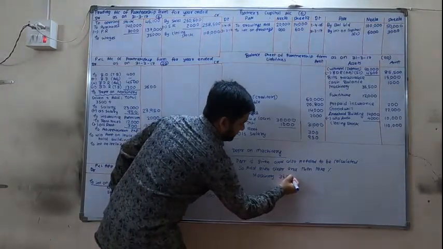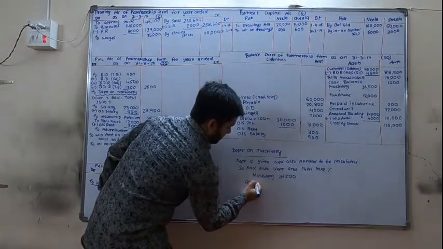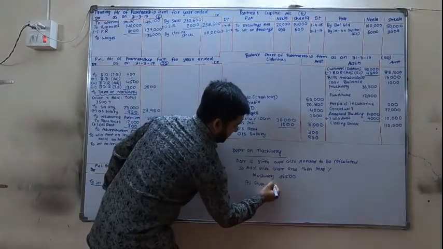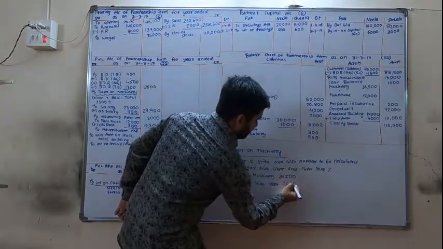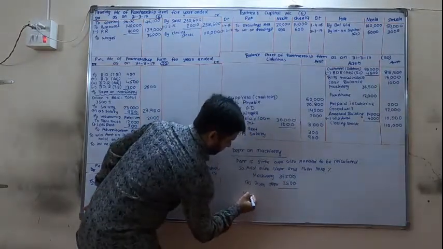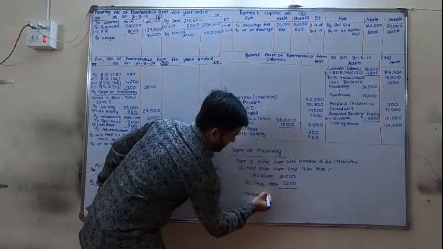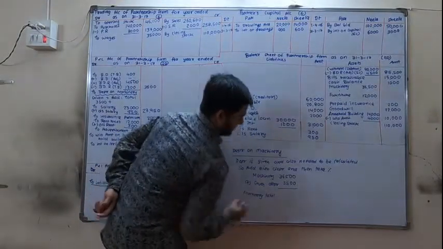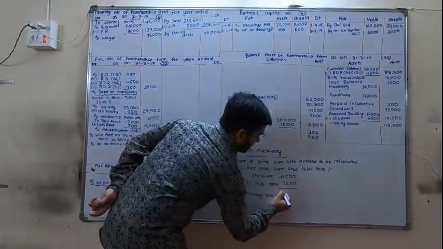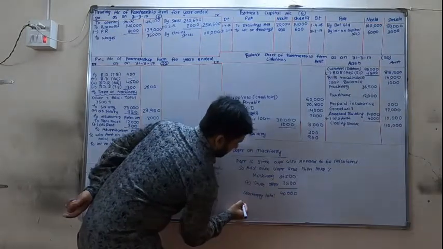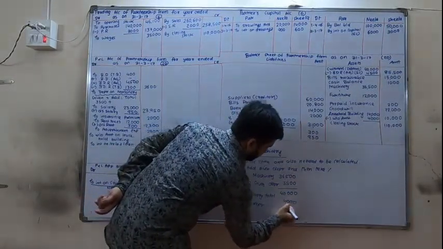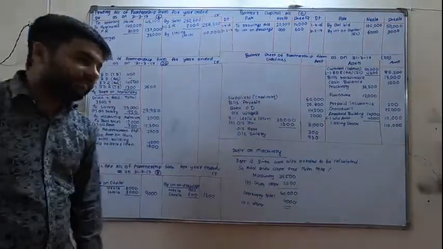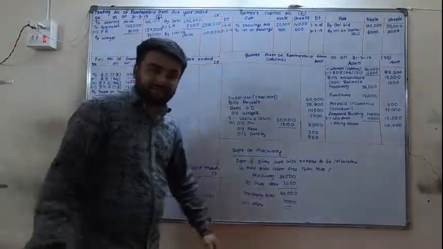Machinery is 36,500 plus given depreciation is 3,500. So machinery total is 40,000. Now 10% depreciation is, don't subtract, we just need to find out the 10% total depreciation.